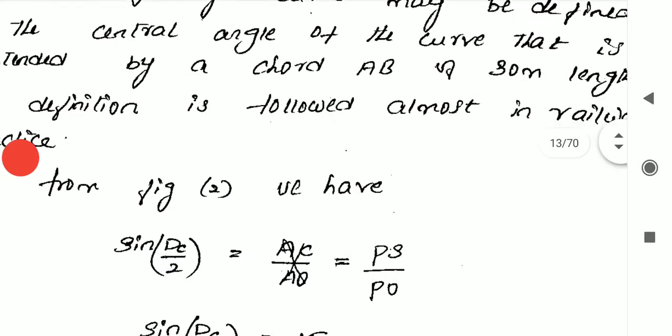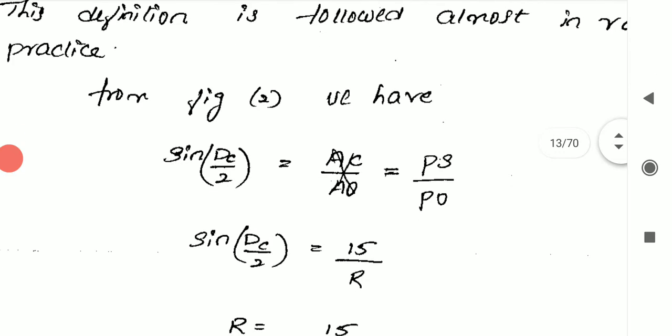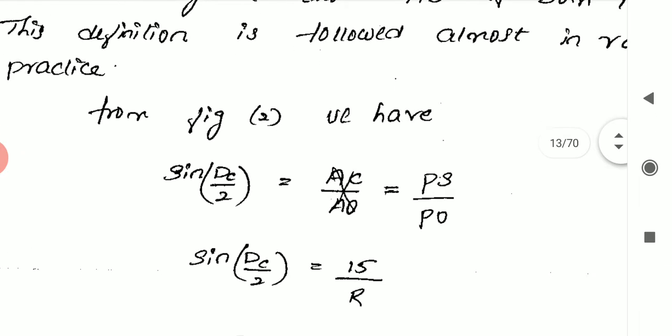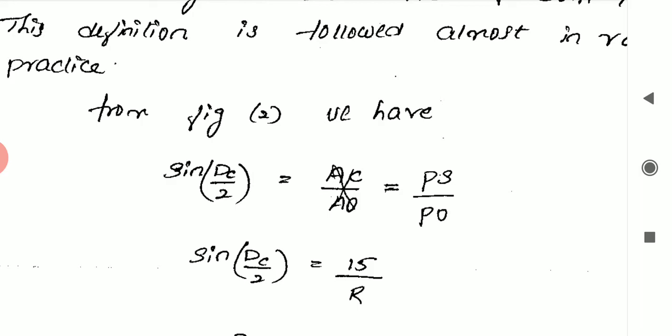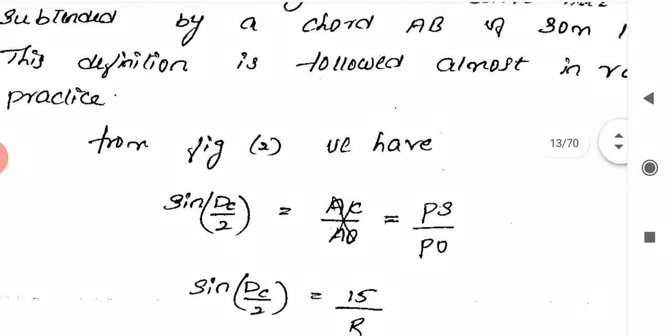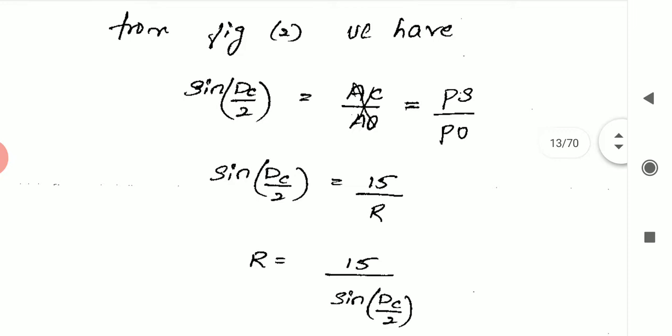See here, chord definitions. The chord definition in this case is from the figure I have shown to you, the chord definition figure. In that case, sin DC by 2 equals PS by PO.